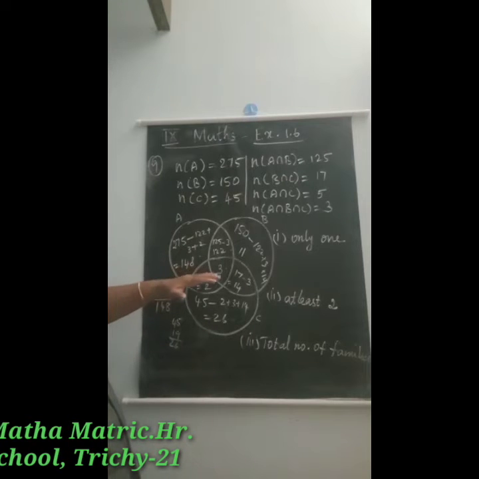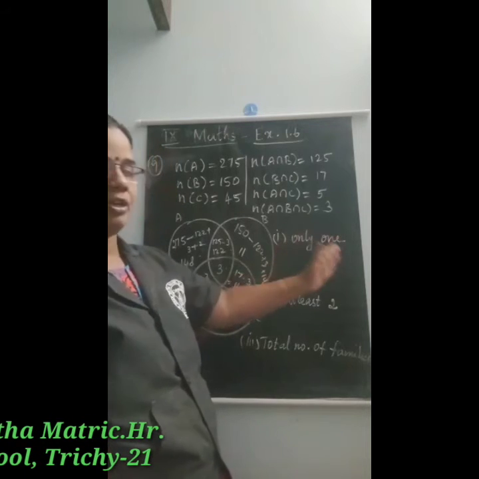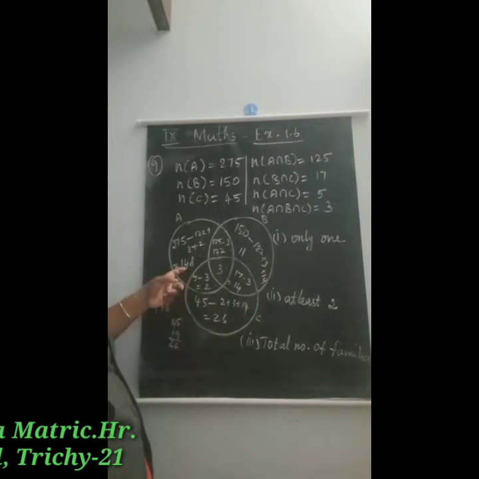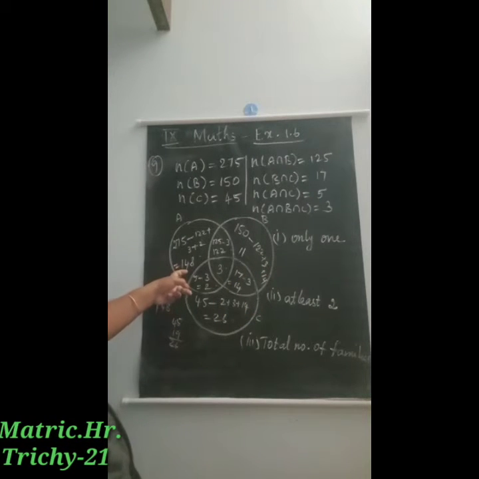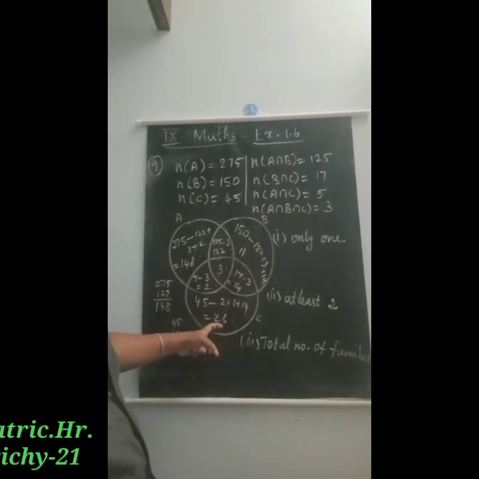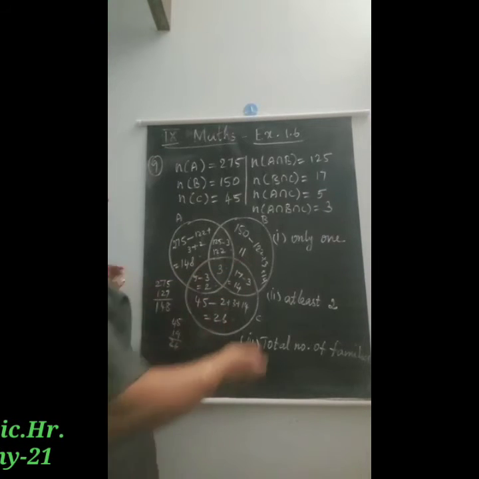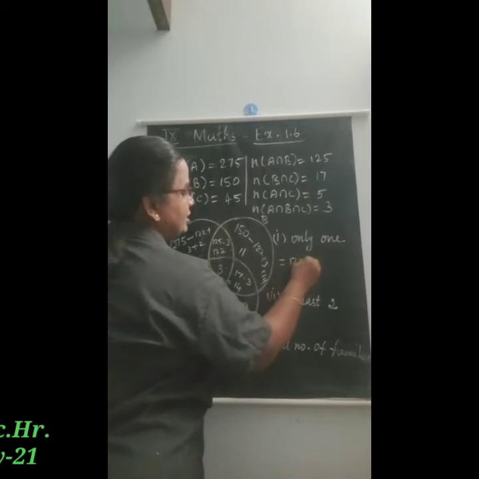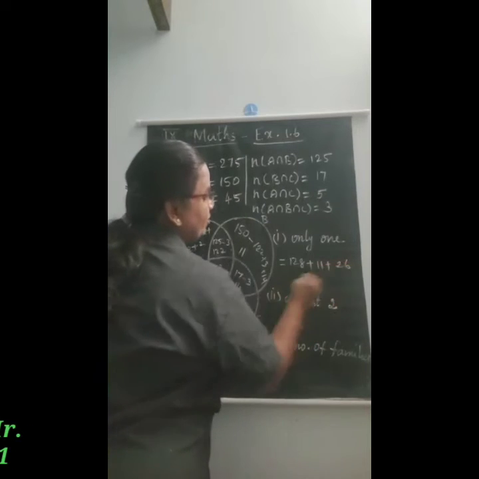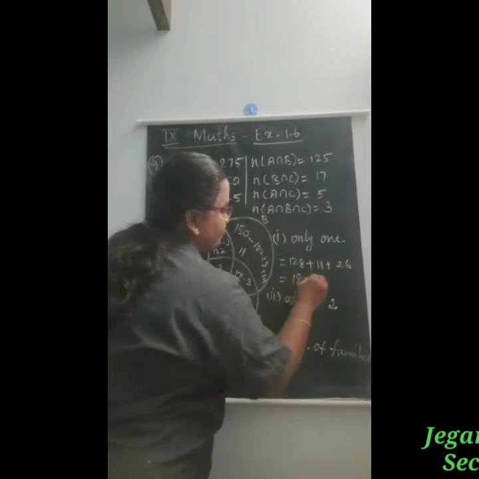Okay, understood students? Now we have to find out how many families buy only one newspaper. That is, you have to take only one newspaper means this 148 and then you have to take this n of B 11 and then here 26. So for this one you have to add 148 plus 11 plus 26. We will get 185.